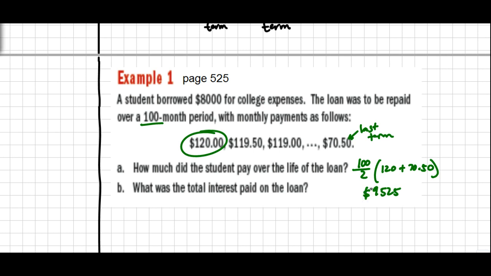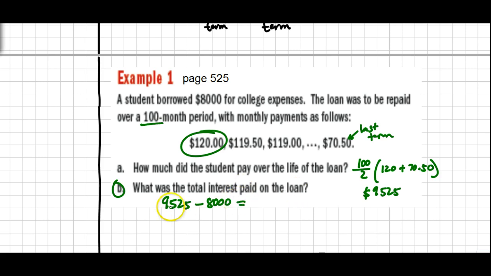So obviously when you pay back a loan, you're going to pay back more than what you bargained for, more than what you borrowed. So to find the total interest paid on the loan, you just take how much you got for your answer minus the original loan amount. Now that question B is not a Chapter 8 type question.